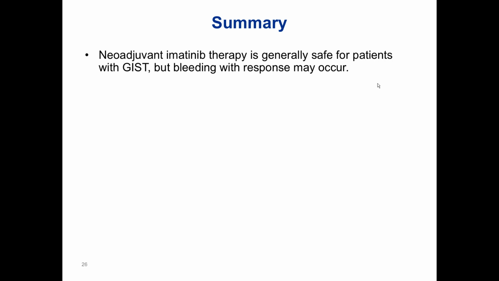So in summary, for this part of the talk, neoadjuvant imatinib, or giving imatinib therapy ahead of time, is generally felt to be safe for patients with GIST. We do give it on a regular basis for patients with GIST in some of these difficult locations, as I mentioned, being the esophagus, the duodenum, the rectum, or very large tumors where we think we might be able to shrink the tumor enough that we can save adjacent organs.